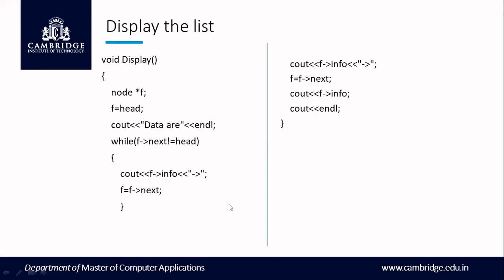And finally, we want to display all the elements in the linked list. So how to do that is, we take the head pointer and assign it to F, while F's next is not equal to head. That is, the last node will point to the first node, so I should not repeat again and again. So while it's not equal to head, you display all the elements. If it is equal to null, then we have to stop and come outside. So this is the way of how to display the whole linked list.